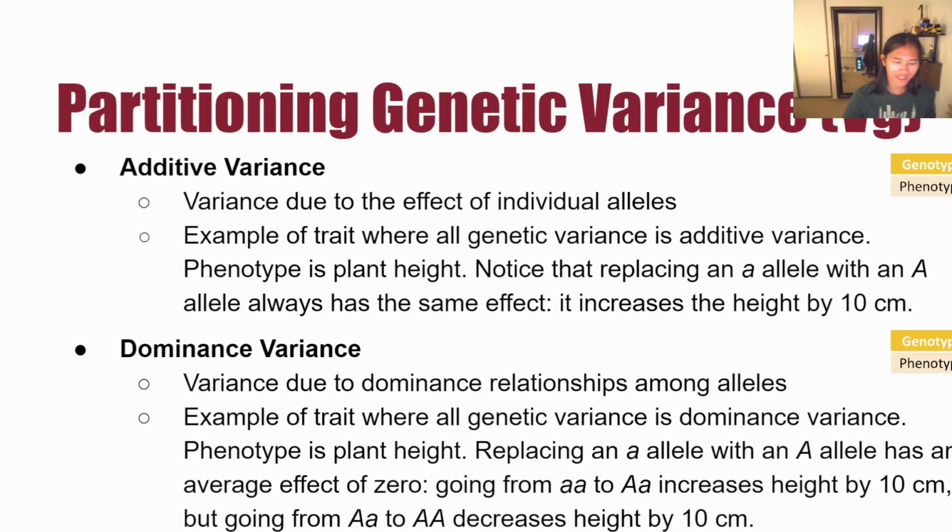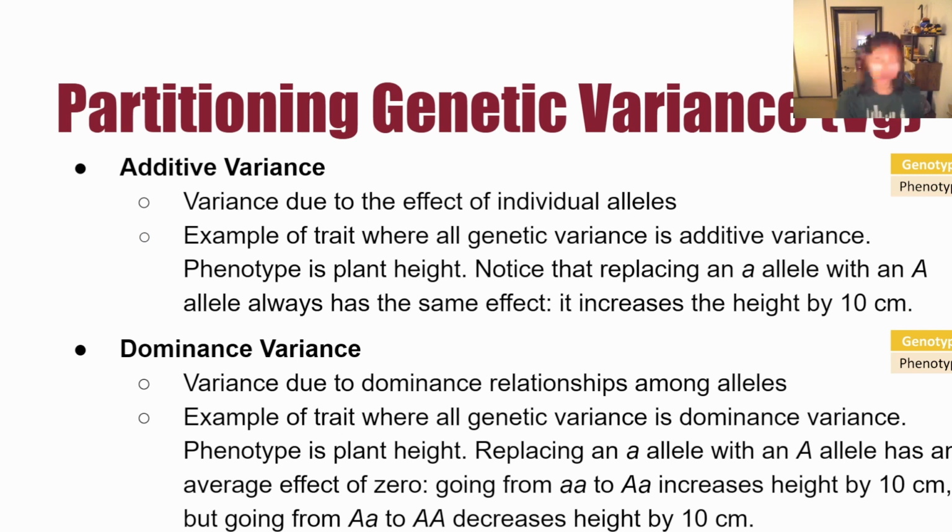Now, in dominant variance, the dominance relationships among alleles itself will cause the variation. As we can see over here, the homozygous dominant and recessive genotypes have the same phenotypes as each other. But for the heterozygous genotypes, there is a new variant phenotype, if you may say. This is because there is a relationship between the dominant and the recessive alleles that will cause the variant phenotype. Keep in mind that both of these variances could occur at the same time.